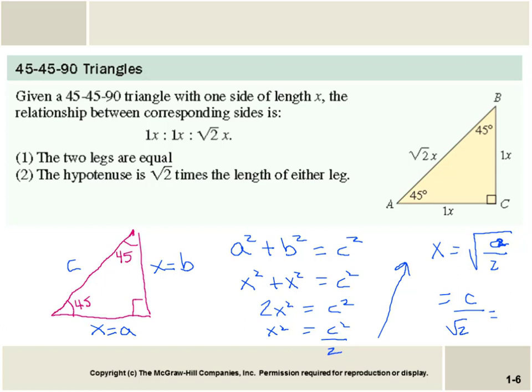What did I do wrong? Why did I get the square root of 2x? It should be the square root of 2c over 2. Where did I go wrong here? Let's see. x squared equals c squared over 2. x is equal to the square root of that. Did anybody see my mistake? What did I do?